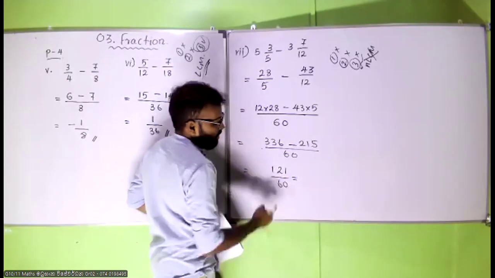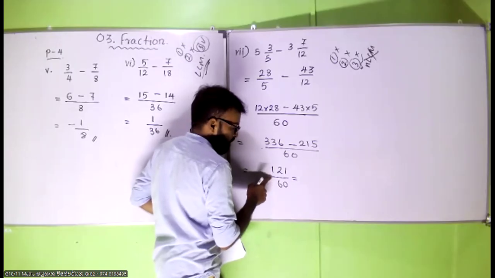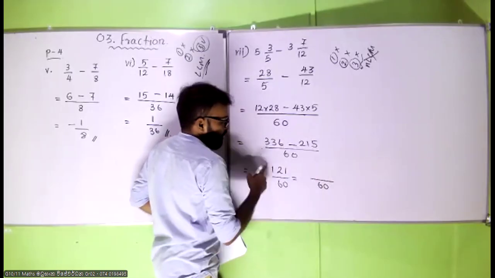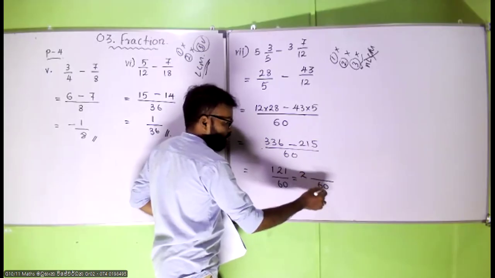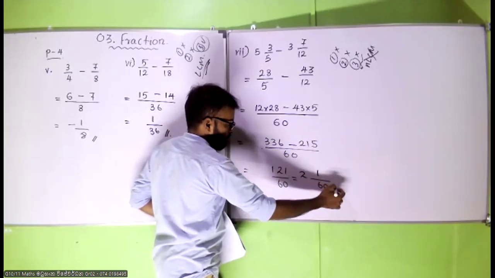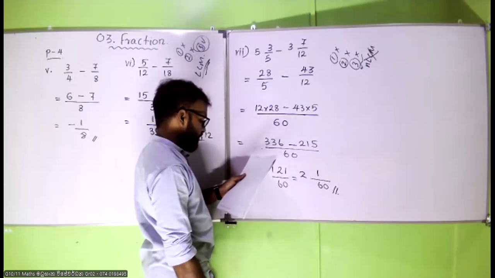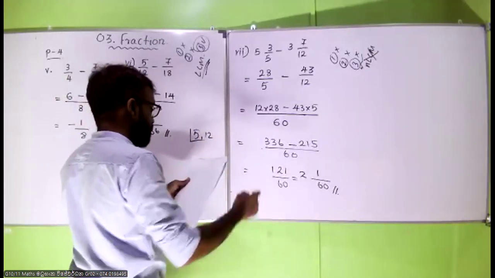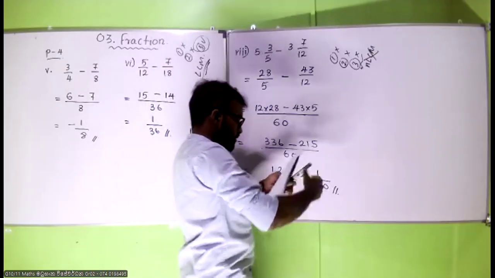So here, you can convert this to a mixed number. This is an improper fraction. 60 is your denominator. How many 60s are there in 121? 2. 2 times 60 means 120, right? So you have to add 1. That is 8, sorry, not 7, 8. Right. Now I will do the 9th one.